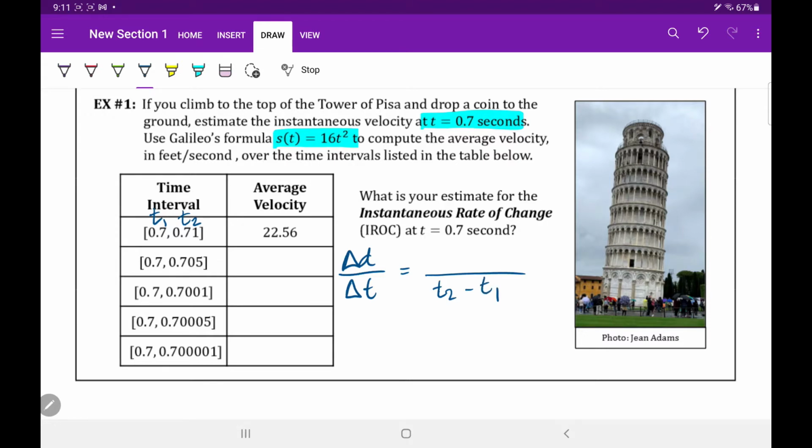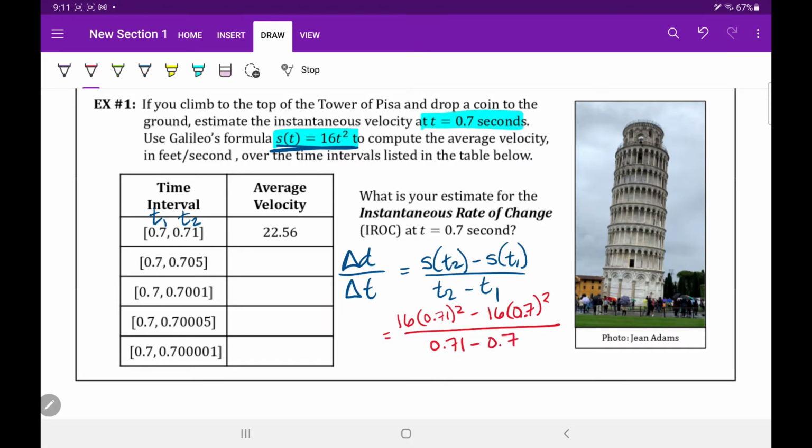On top, it's a little more confusing. You have to actually calculate. That's what the formula is for. So we're actually going to have on top S of T2 minus S of T1. So we're going to have to work out using this formula on top. For the first example, it would be 16 times 0.71 squared minus 16 times 0.7 squared, all over 0.71 minus 0.7. And then we would get this answer, 22.56. What I would first suggest is that you enter this into your calculator, even though you already have the answer.